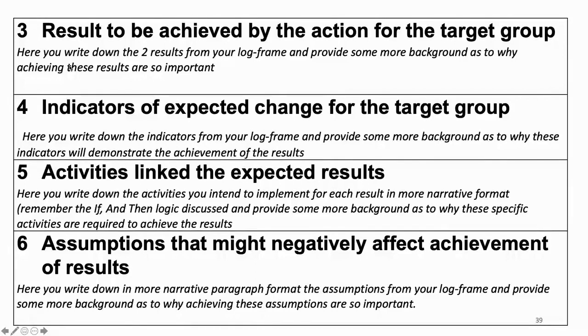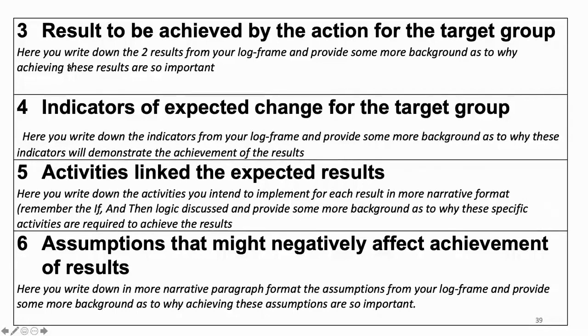Heading number 5, the activities linked to the expected results. Once again, here you copy or write down the activities you intend to implement for each of the results. We've got 2 results. We've got a half a page for paragraph number 5. So a quarter page will go to result 1. A quarter page will go to result 2.